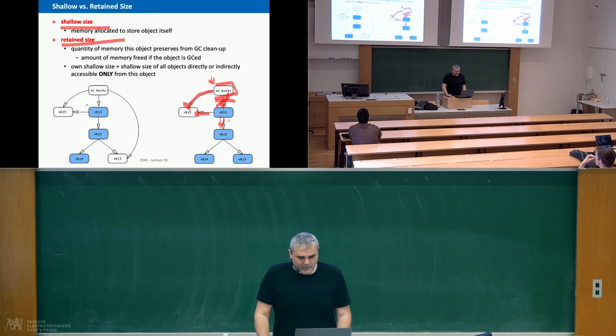The difference here is that we added just this arrow into object 3. In that case, object 3's shallow size is not included in the retained size of object 1, because it is standing by itself. So that's the difference between shallow and retained size. In other words, retained size is always bigger than shallow or the same as shallow. If you have retained size for an object which doesn't have any reference, it's exactly the same as shallow size.